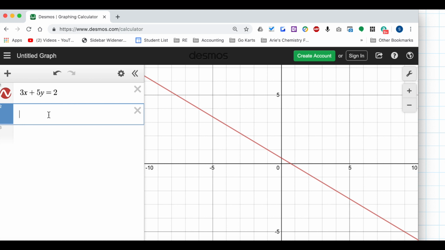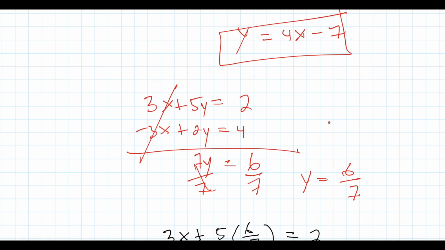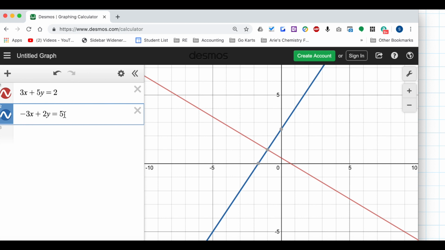And then you're going to tell me the formula for the second equation. Negative 3x plus 2y equals 5. 4. Okay, it was 4. All right. Well, you should notice something very interesting about the red line and the blue line. What do we see? What's happening?